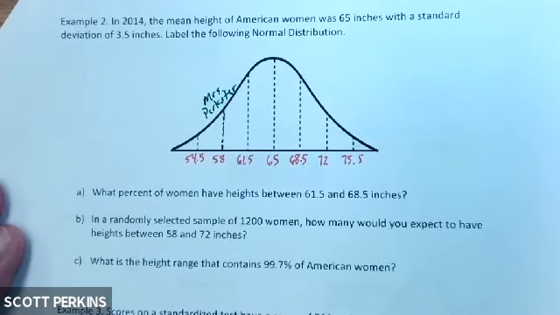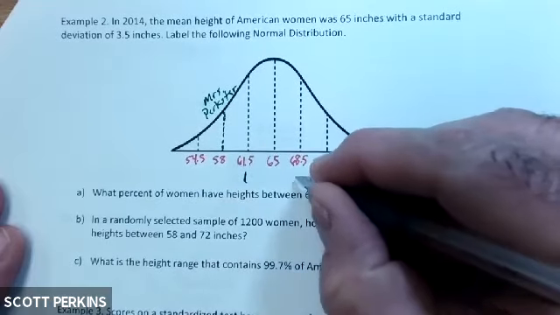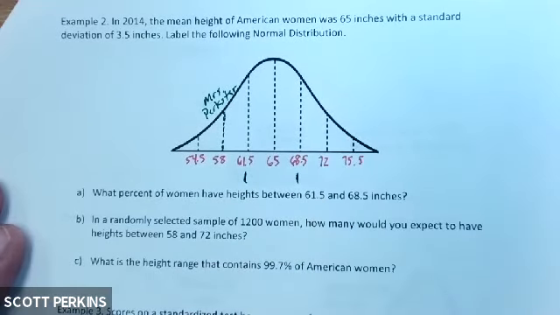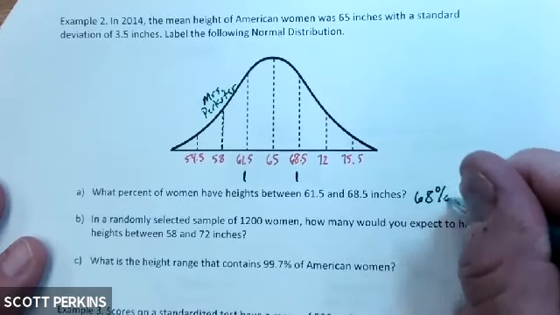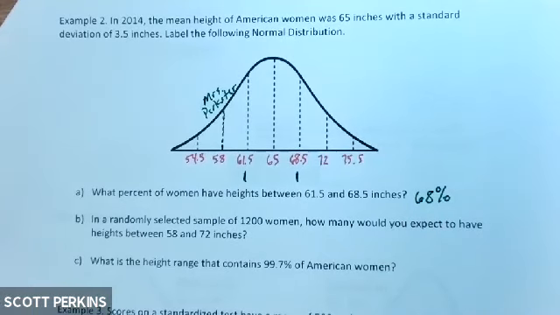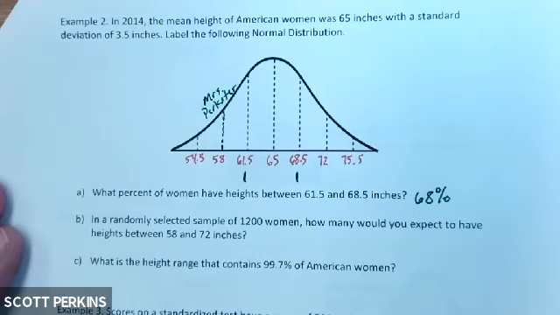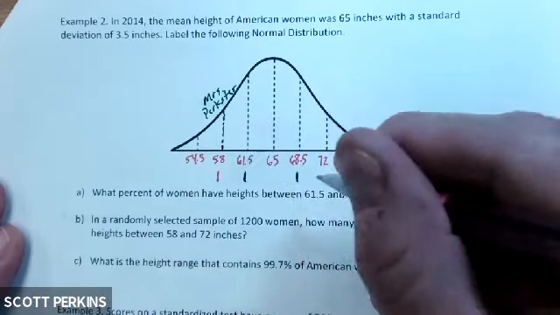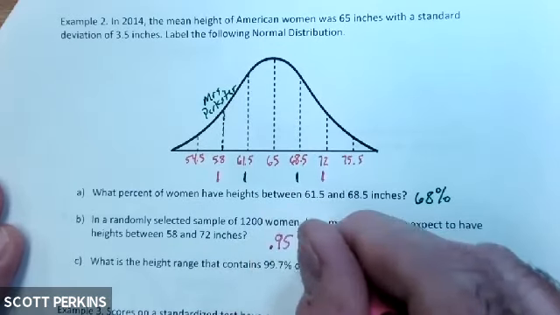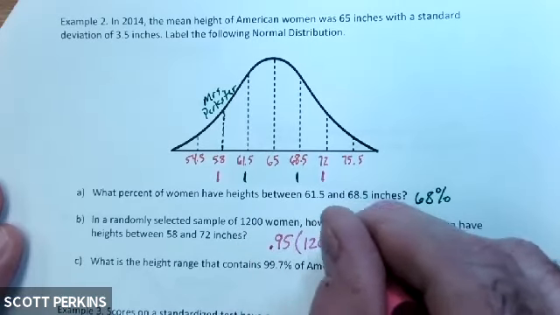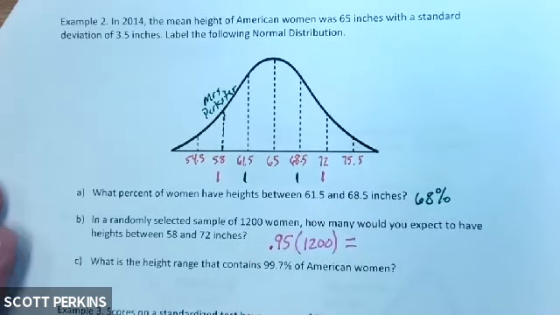So now what percent of women have heights between 61.5, which is right here, and 68.5? So that's 1 standard deviation. So you answered what percentage? Yep, indeed. We're going to select 1,200 randomly selected women. How many would we expect to have heights between 58 and 72? So 58 is down here, 72 is here. That's 2 standard deviations, so 95%, which we will then multiply by the 1,200. And 0.95 times 1,200 gives me how many women?